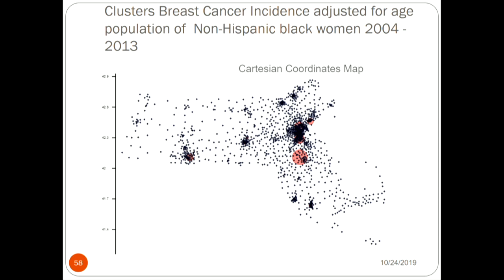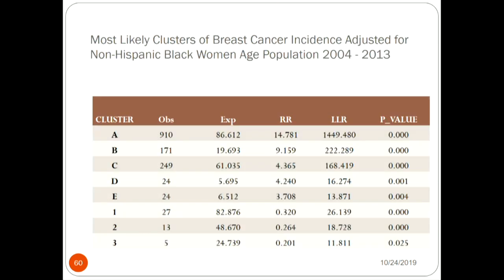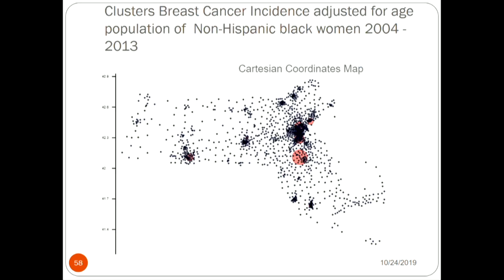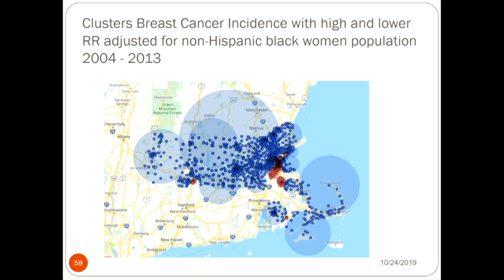Okay, now this is the output for the non-Hispanic Black women. You can see that the counts are relatively small here, and the clustering happened in 4 of the clusters here. And here it is only adjusted for the age population, with both high and low relative risk tests here.